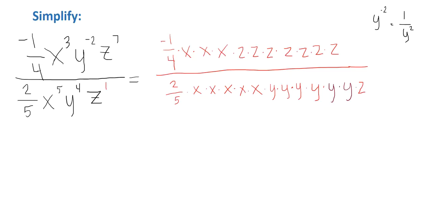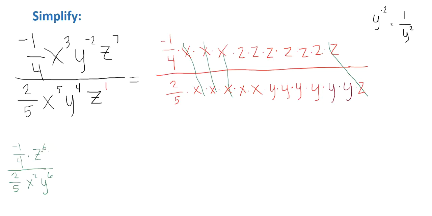So now we can see how some of these can cancel. So we can cross out that x over x, x over x, and so forth, z over z, and that looks like it's all we can cancel. So we're left with negative 1/4 times z to the 6th power over 2/5 x squared y to the 6th.